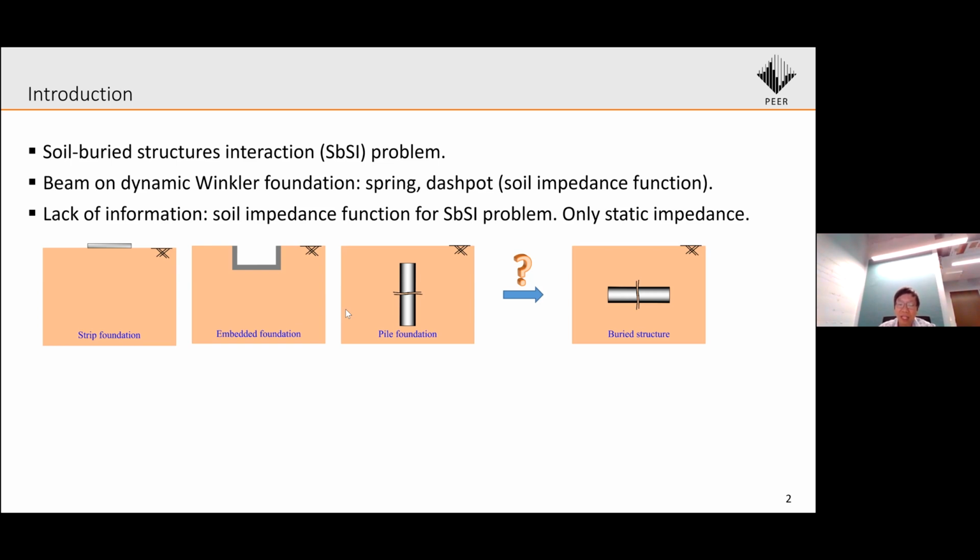Even in the current guidelines of ASCE or American Lifeline Alliance, only soil spring stiffness in the static loading case is presented. So as a result, many researchers and engineers resort to very crude approximations, for example, the static stiffness coefficient or the equivalent soil spring and damping coefficient in case of pile foundations.